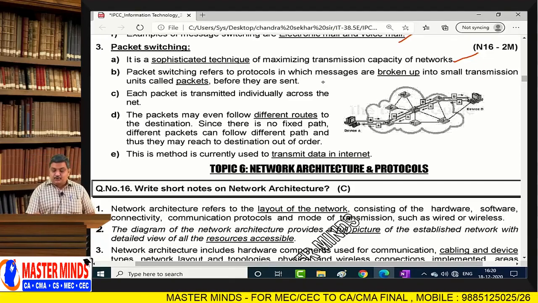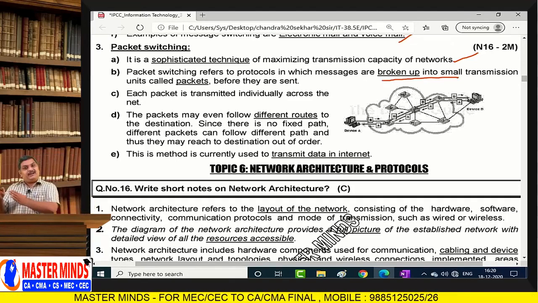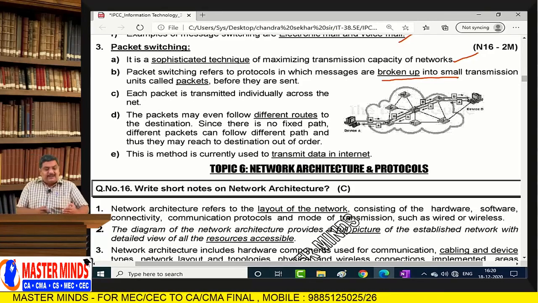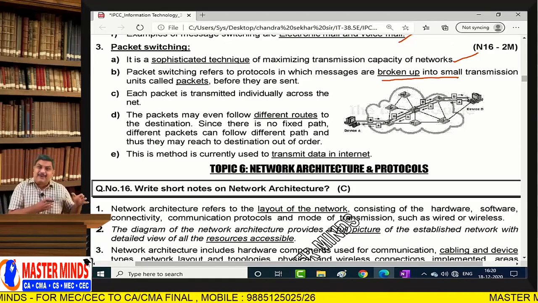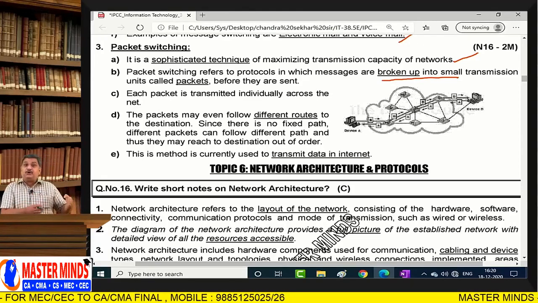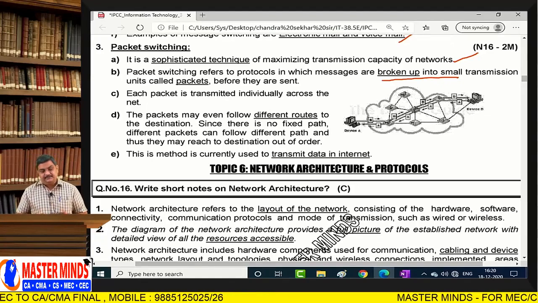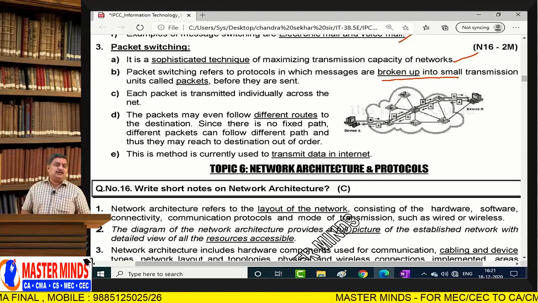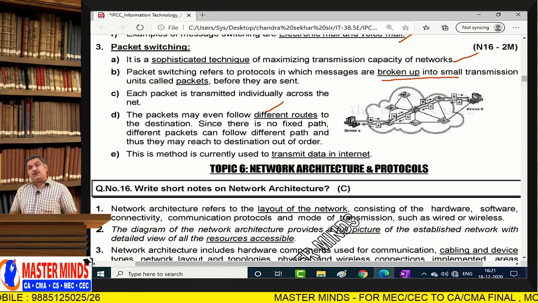Packet switching refers to protocols in which messages are broken up into small transmission units. Say for example, 100 MB of data has to be sent. So this 100 MB of data is broken down into small packets of 512 kilobytes each, and each 512 kilobyte unit of data is called a data packet. Each packet is transmitted individually across the network, and the packets may even follow different routes. This is the biggest advantage.